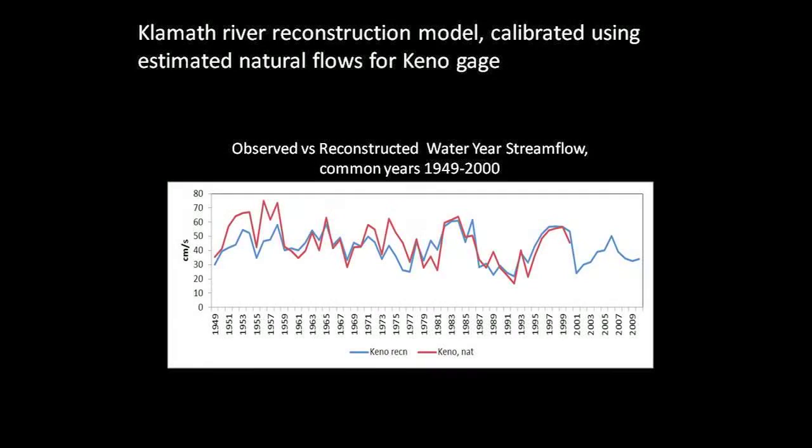Given these uncertainties and imperfections, what's the most reliable information that we can use from this reconstruction? Well, we can say what's not going to be reliable. We wouldn't probably trust the high flows in the reconstruction because they're biased low. But what might we trust?